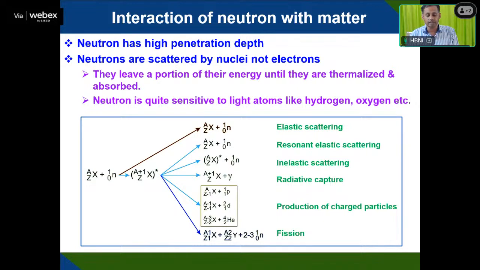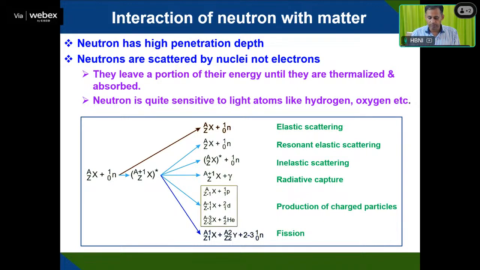Neutrons are quite sensitive to lighter elements like hydrogen and oxygen. You can see micelles, vesicles, surfactants, organic molecule structures, and protein structures by using neutron diffraction and neutron scattering techniques, because all this organic matter is composed of carbon, hydrogen, oxygen, or nitrogen. Those types of material you can easily see by neutron diffraction.